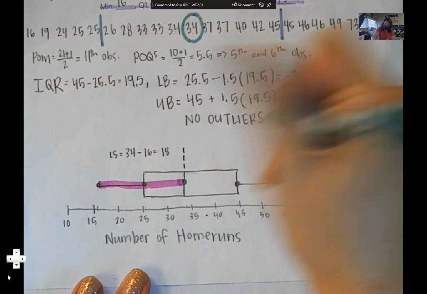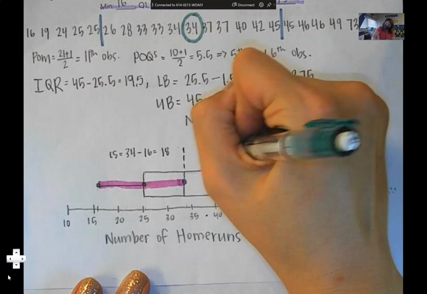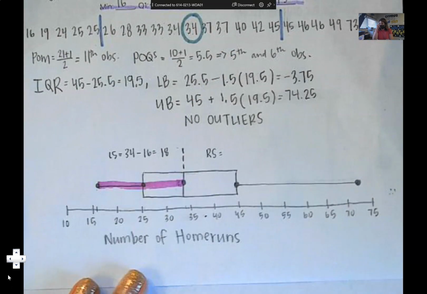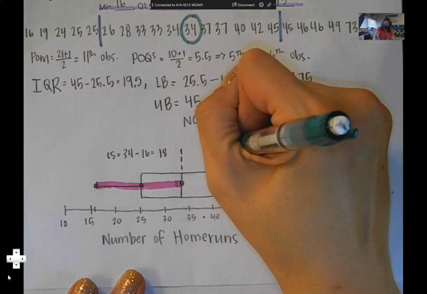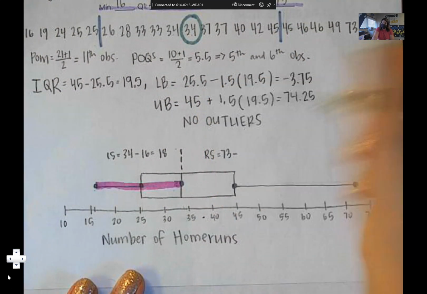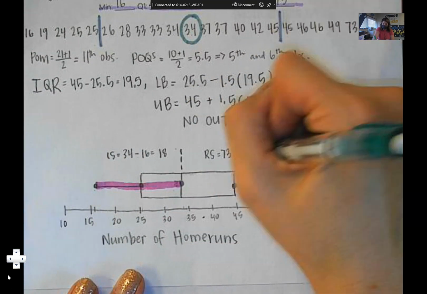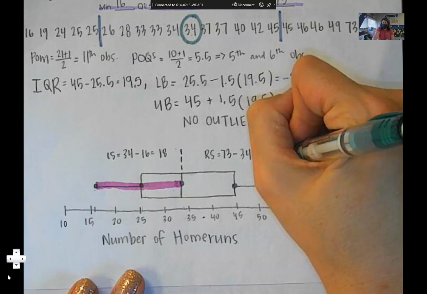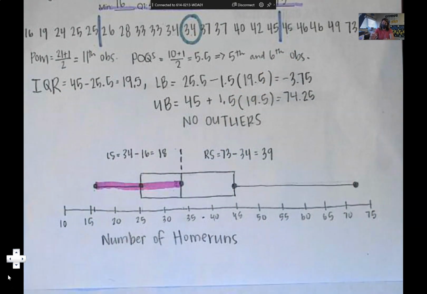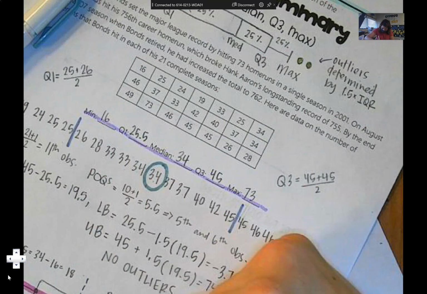Fine. Okay, now we're going to calculate the length or the distance of the right side. So this time you take your maximum, 73, and you subtract the median of 34. That gives you 39. Holy shamoly. So that is this distance.